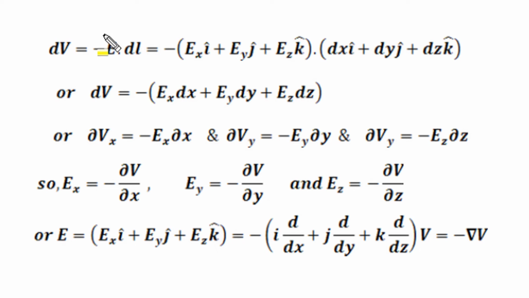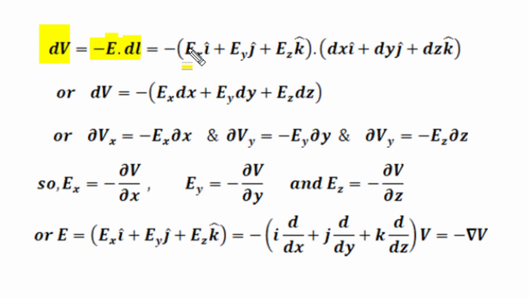Force on unit positive charge is electric field intensity, and the amount of work done for elemental displacement, with displacement considered in the opposite direction of electric field. Small amount of elemental work done per unit charge is the elemental potential difference and is the negation of E dot dl.